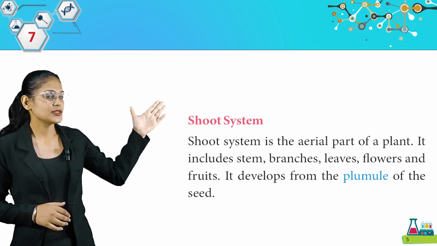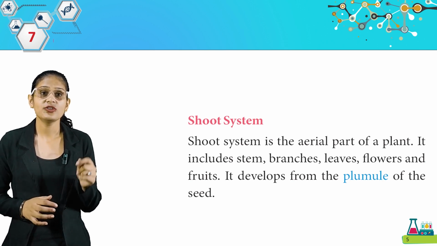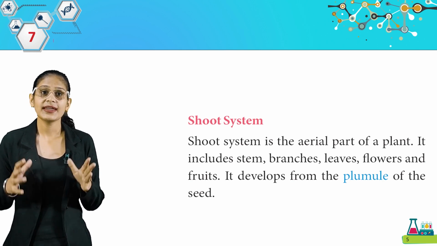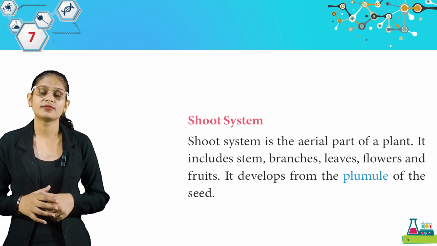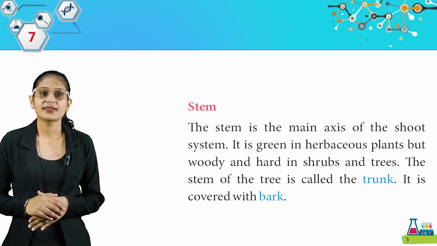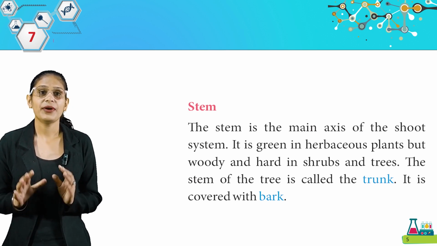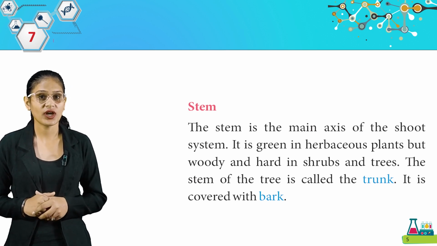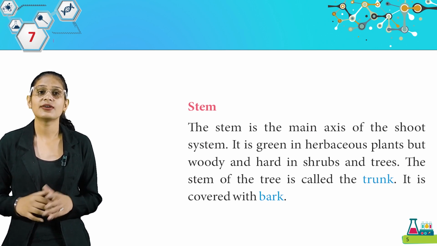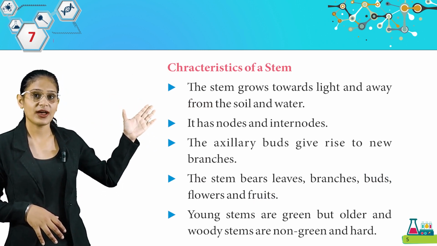Here is the shoot system. The shoot system is the aerial part of a plant. It includes stem, branches, leaves, flowers and fruits. It develops from the plumule of the seed. Here is the stem. The stem is the main axis of the shoot system. It is green in herbaceous plants but woody and hard in shrubs and trees. The stem of the tree is called the trunk. It is covered with bark. Here we have characteristics of a stem.